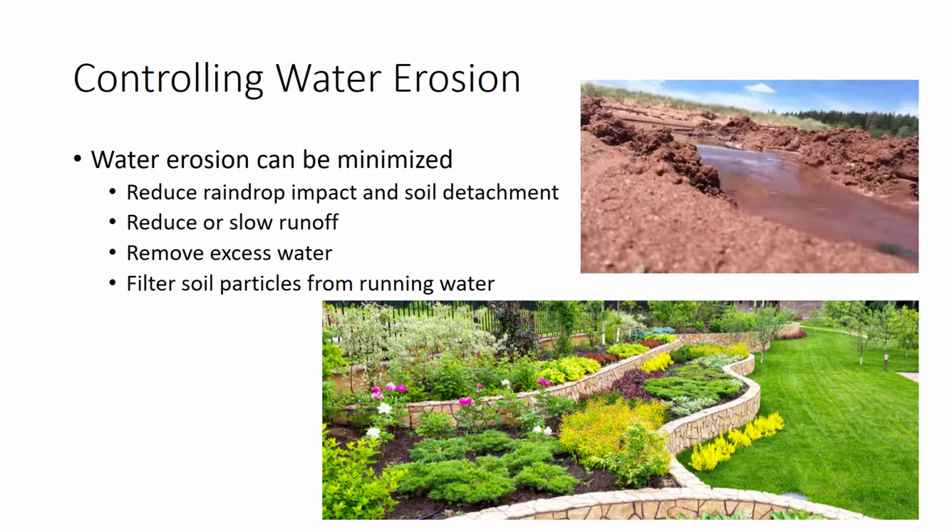Second, reducing or slowing runoff. This lessens detachment by scouring and reduces the amount of soil that can be transported. Avoiding compaction, maintaining organic matter levels, and subsoiling help water infiltrate the soil. Contour practices and conservation tillage both reduce runoff. Third, carrying excess water off the field safely by use of grass waterways or tile outlets. Fourth, filtering soil particles out of running water.